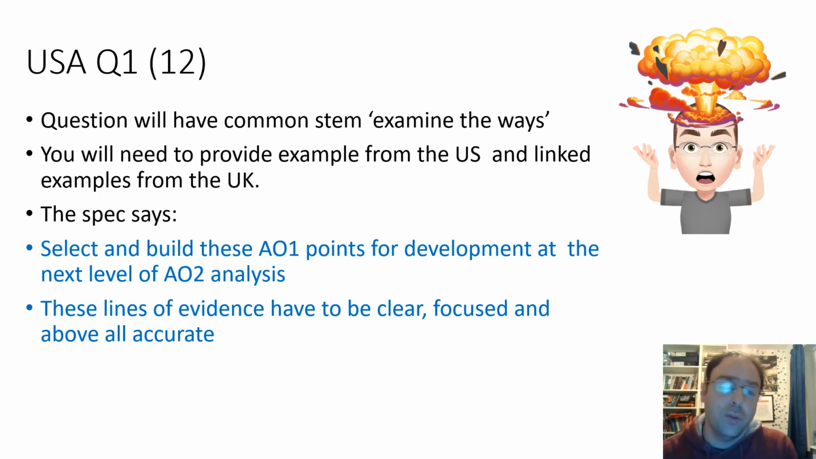On component 3, and we do the US one, you get the 2 12-mark questions. The first one will ask you to examine the ways, and you need to provide examples from the US and linked examples from the UK. So in the spec it says, select and build on A01 points for development at the next level of A02 analysis. These lines of evidence have to be clear, focused, and above all accurate. So you can't just make stuff up.